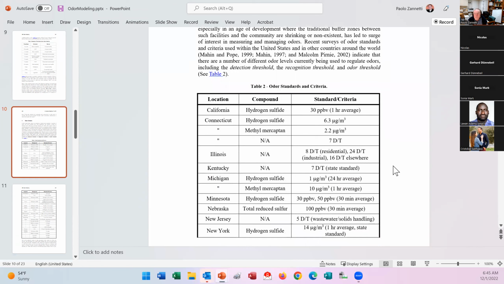How have the government agencies reacted to the odor challenge? Well, many states in the United States have established odor standards and criteria for certain chemicals. For example, many states like California have a standard that should not be exceeded for hydrogen sulfide, which is 30 parts per billion.